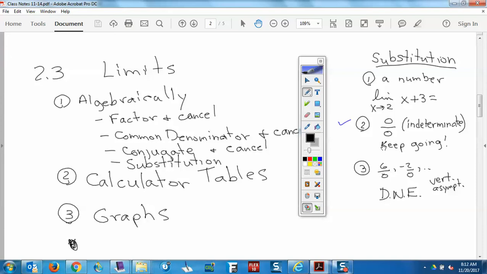And so we do one of these things over here, and we find out what that is. But if you get 6 divided by 0 or 2 divided by 0 or something like that, at this point we'll just say it does not exist.